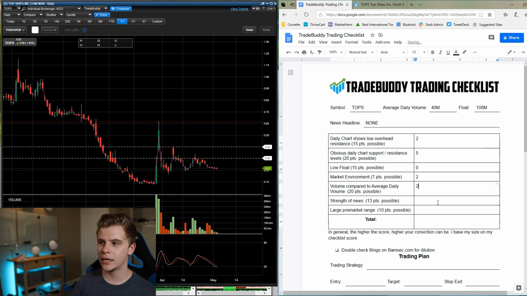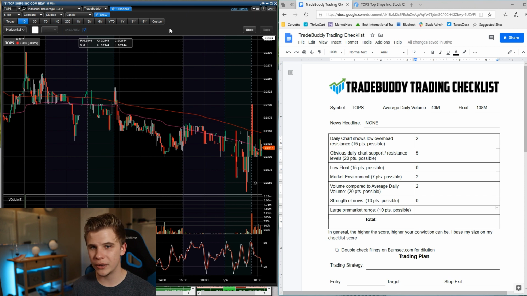Strength of news, it had none, 0. Large pre-market range, not really. It doesn't really have any range in pre-market. I give it like a 2. So we added that score, 2, 4, 6, 8, 13. 13 out of 100. Do you think this is a trade that you might want to take? Or do you think it doesn't fit the strategy, so you might want to save your money and go elsewhere?